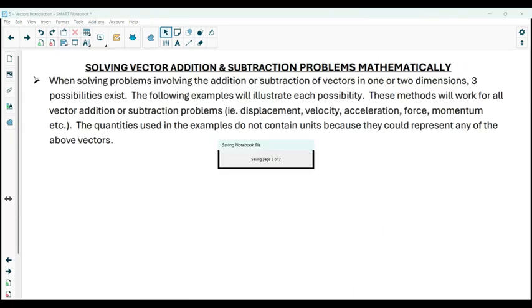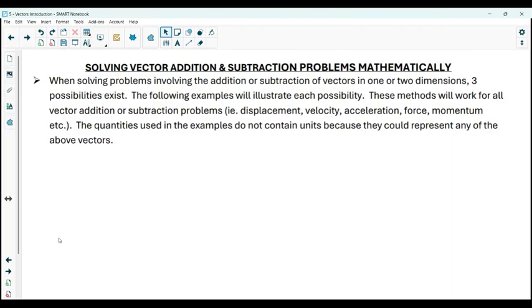Okay, when we're solving addition or subtraction problems mathematically, we were just sketching there. Let's do it with some math. When we're solving for them in one or two dimensions, there's three possibilities that exist. You could do this in 3D, right? You can do vectors in 3D. There's lots of computer software to do that. Mathematically, you can do that, it just is a lot more complicated. So we are going to stick to two-dimensional vectors, because that is very useful, and that's the scope of what we're looking at.